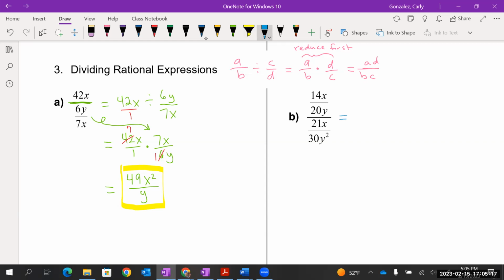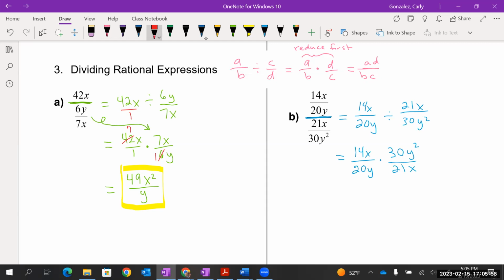Again, if I'd like, I can rewrite this division using the traditional division symbol with fractions: 14x over 20y divided by 21x over 30y squared. And now I'm ready to flip the quantity after the division symbol and multiply. So 14x over 20y stays the same, but now I'm going to multiply by 30y squared over 21x.